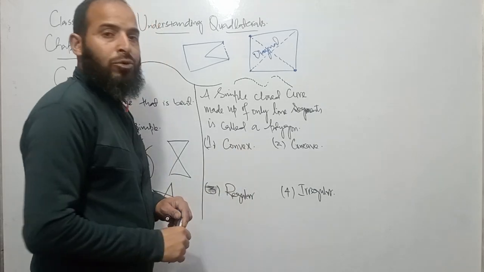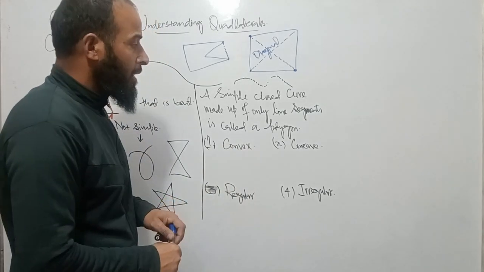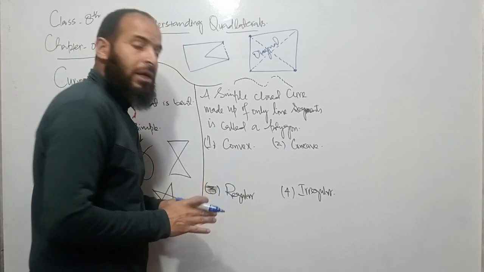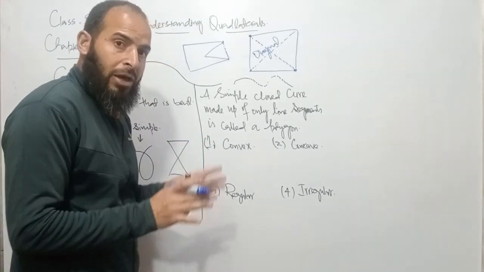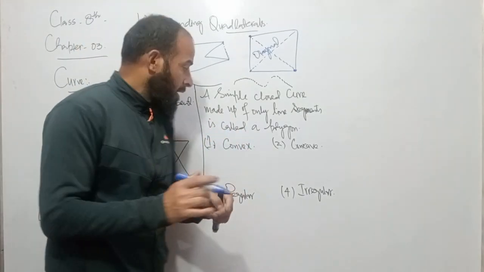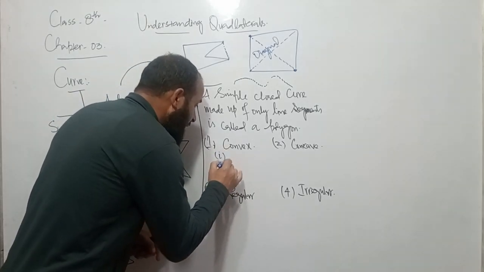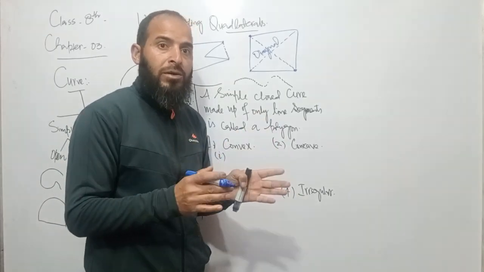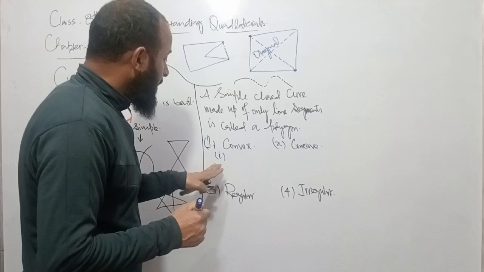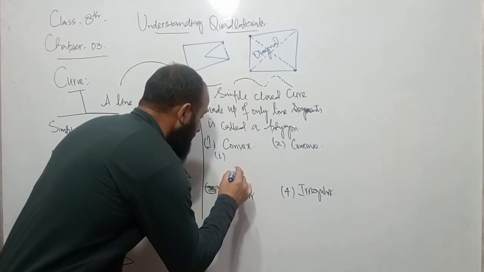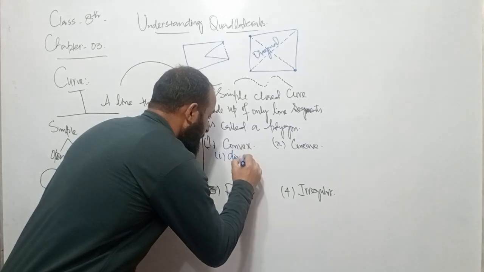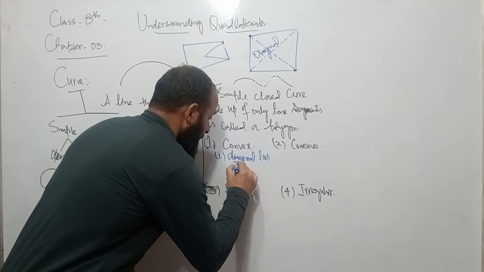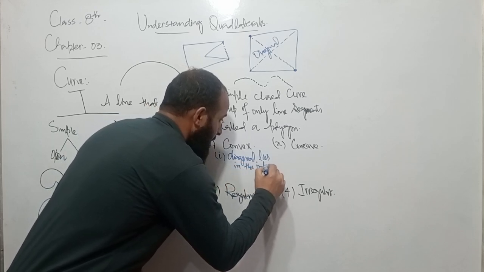Now let's come to the definition of convex polygon. What do we mean by a convex polygon? Convex polygon is that polygon in which the diagonal lies within the figure, within the closed curve, or we can say that the diagonal lies in the interior.